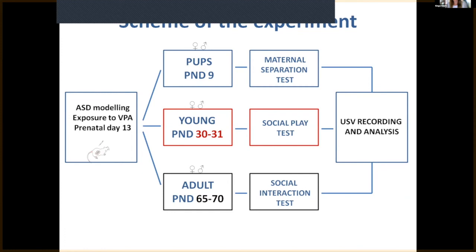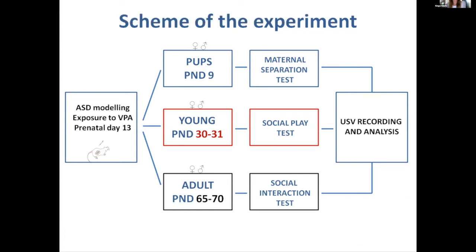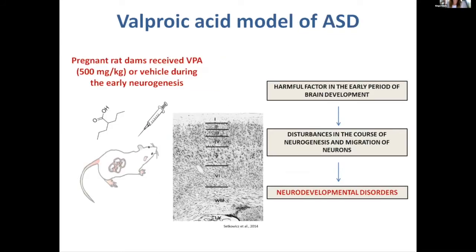And as I said before, females are at an elevated risk of being misdiagnosed, and most of the preclinical studies have been done on male rats. So we chose to perform all of the experiments on both sexes of rats. We used, of course, the valproic acid model of ASD. So pregnant rat dams were injected with VPA on gestational day 13.